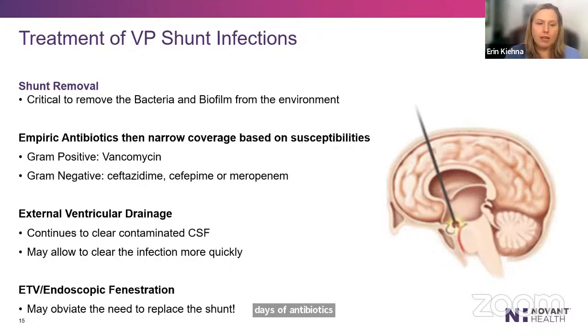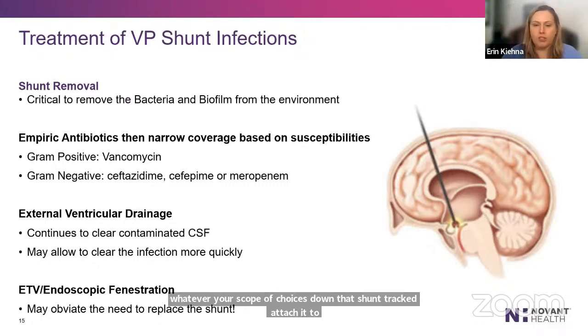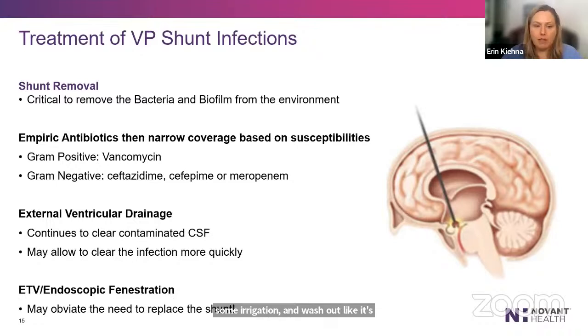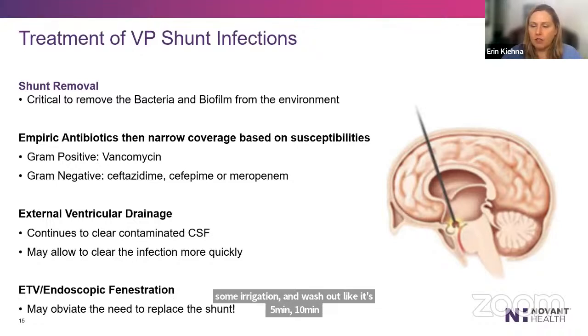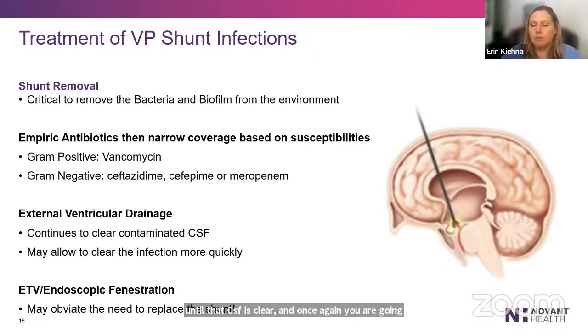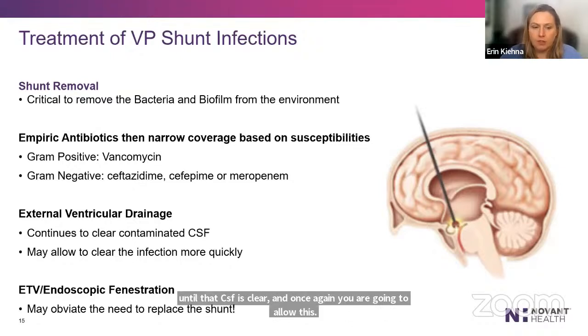I also say ETV endoscopic fenestration has a role. When I have seen purulence in the ventricles and I've gone in to take the shunt out, you can very easily slide a pedioscope or a small little LOTA or whatever your scope of choice is down that shunt tract, attach it to some irrigation and wash out, whether it's 5 minutes, 10 minutes, until that CSF is clear. And once again, you are going to allow this patient to clear that infection faster.